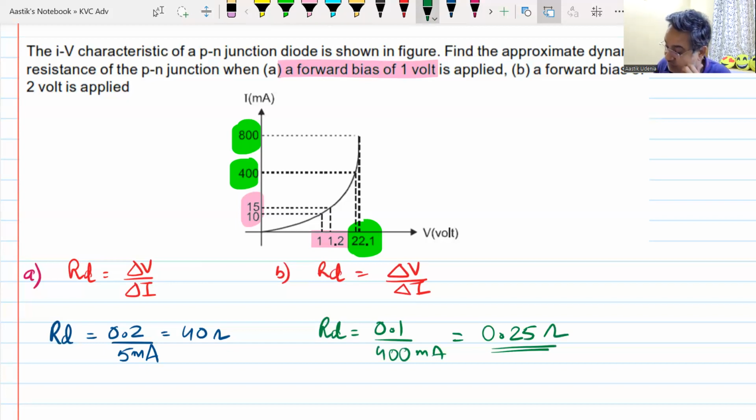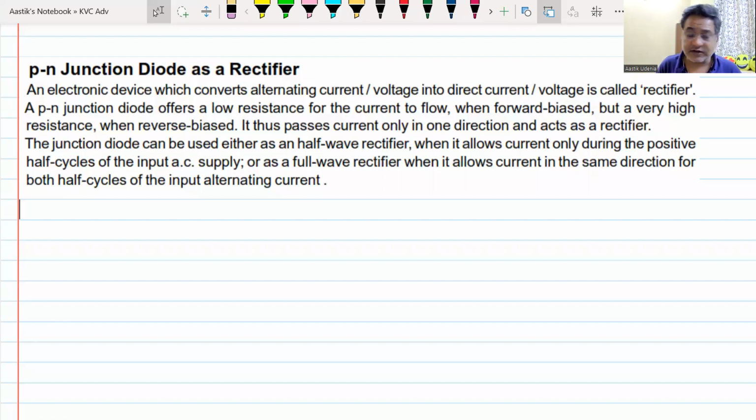So whenever a question comes for dynamic resistance, this is how we must solve it. Do we understand this? Yes, sir. Everyone understands this. Yes. Then we come to the next heading, and the next heading is known as PN junction as a rectifier. What is a rectifier? Anyone knows what is a rectifier?